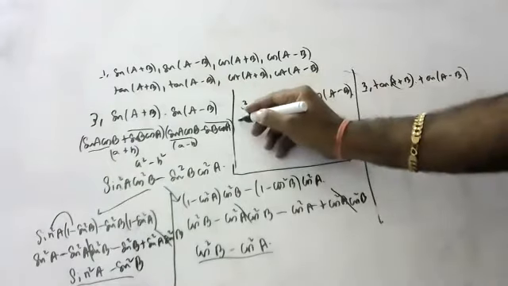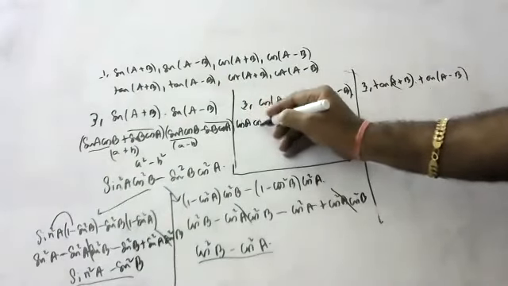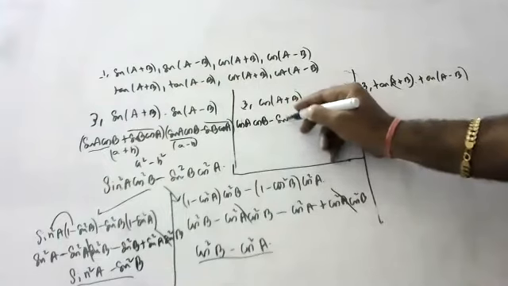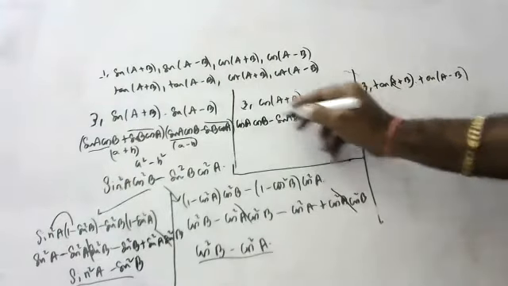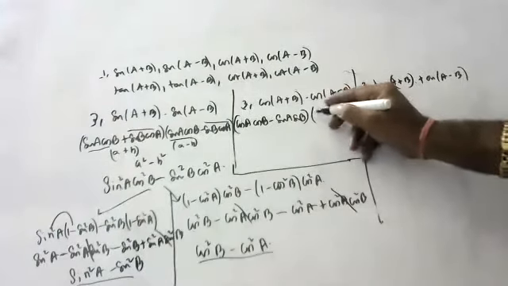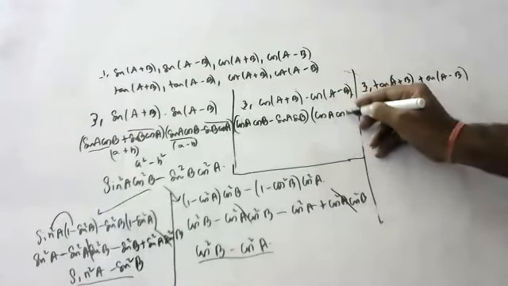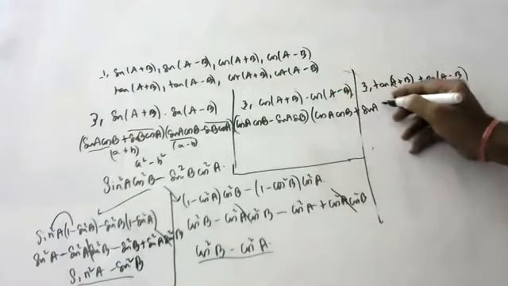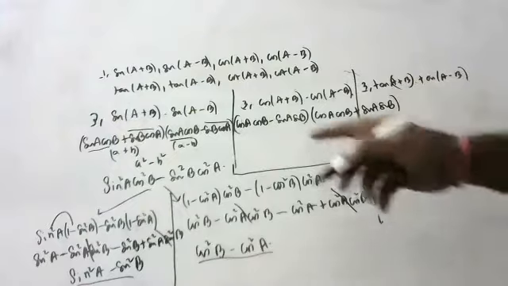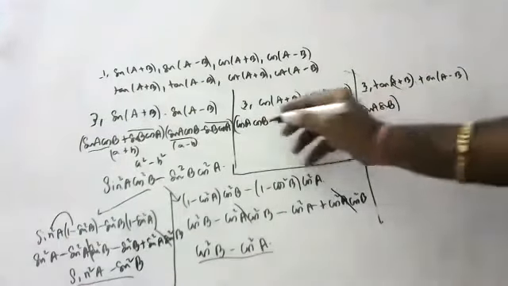Now, let us check this one, children. Cos A plus B. Do you remember, children? Cos A cos B minus sin A sin B. What is cos A minus B? Cos A cos B plus sin A sin B. Okay, children. So this is also A minus B into A plus B.